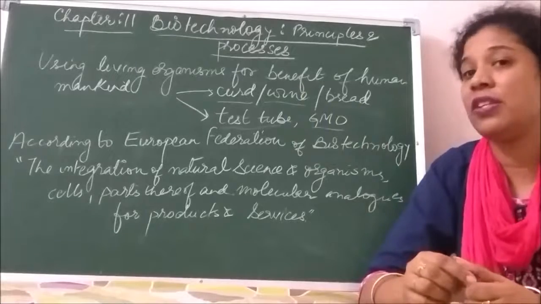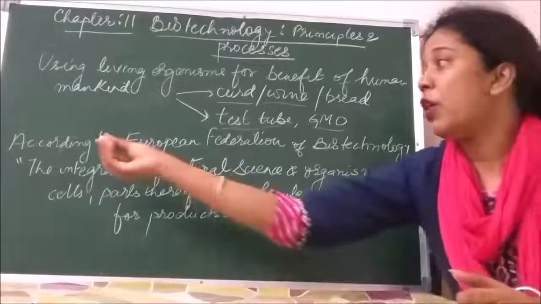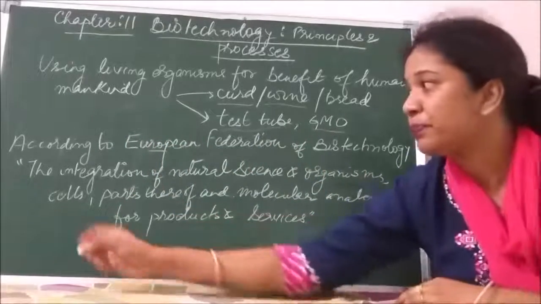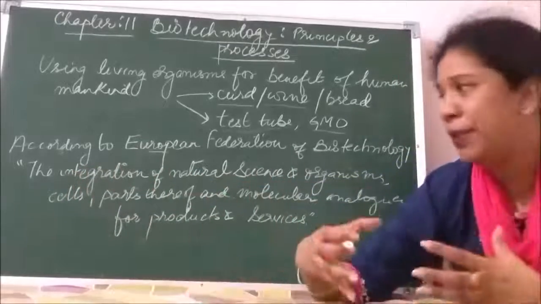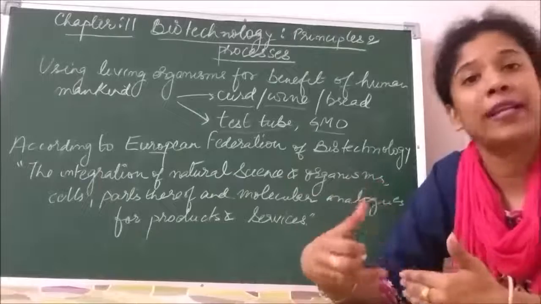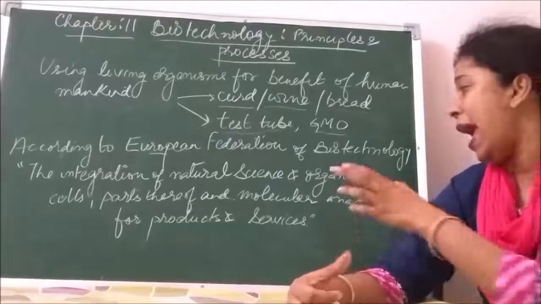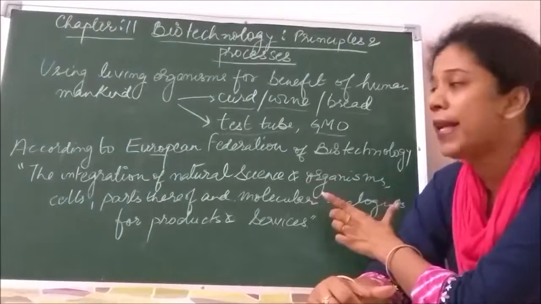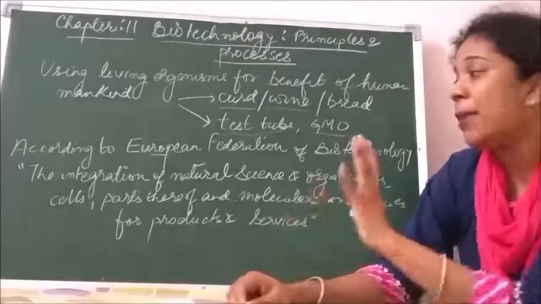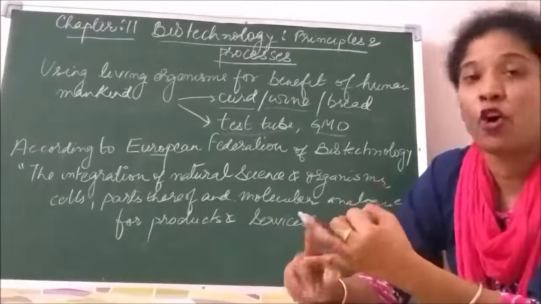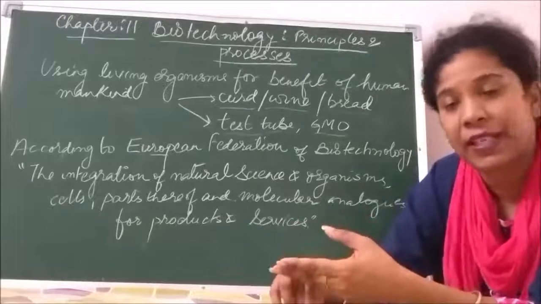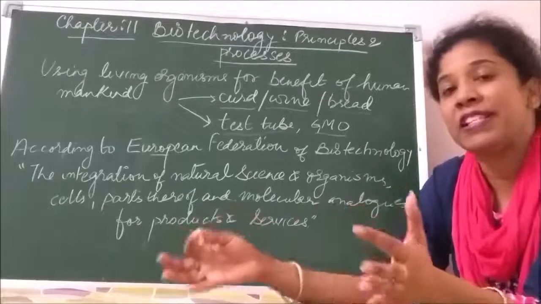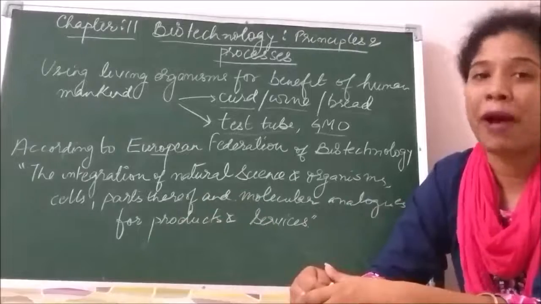To cut down the controversies or to make the definition clearer, according to the European Federation of Biotechnology, biotechnology is the integration, meaning the combination, of natural science, what all natural processes are taking place, and the organism. Either it could be a complete living organism, a microbe, a plant, or an animal, or its cells and the parts thereof, that is, its DNA or RNA or protein or any of the signaling molecules, and molecular analogues of the products and the services. So integration of all of them together is biotechnology.